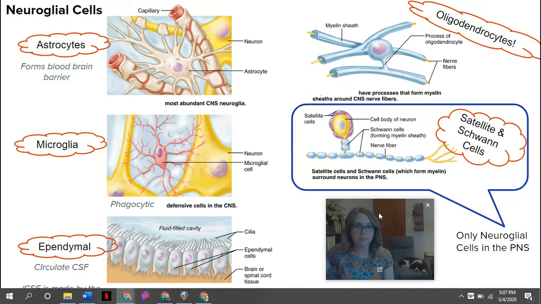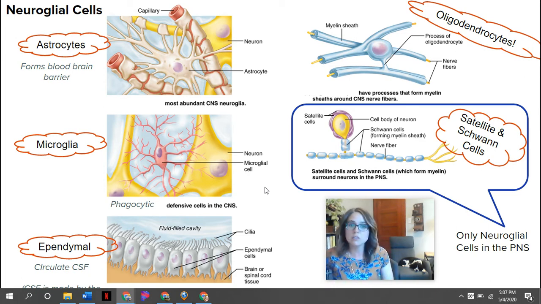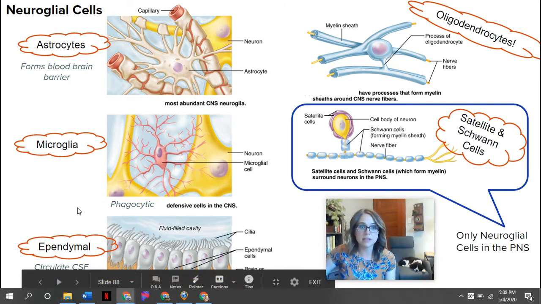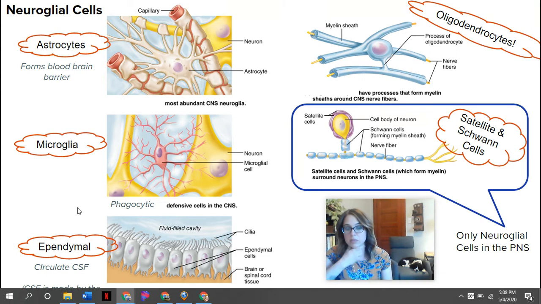Epididymal cells. Sorry, my little screen is blocking this off a little bit, but they circulate cerebral spinal fluid. And from our last lesson, cerebral spinal fluid is found in a lot of places of your central nervous system. So surrounding the brain in that subarachnoid space, it's in the central canal of your spinal cord. It's in all the ventricles, your lateral ventricle, third ventricle, the cerebral aqueduct, fourth ventricle. All of those have cerebral spinal fluid. Now, epididymal cells are what circulate that fluid.